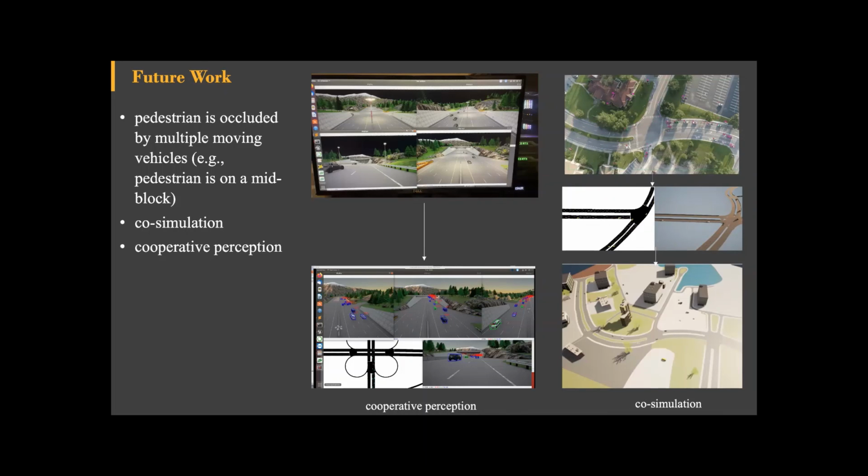The last part is the cooperative perception. We are also doing the experiment right now. We get the vehicle information from different angles of camera at the same intersection to send out warnings to see if that can help improve pedestrian safety.